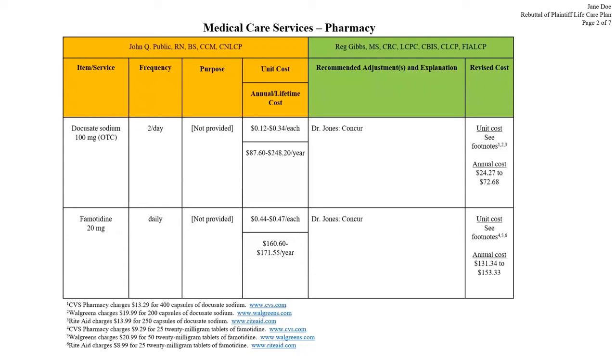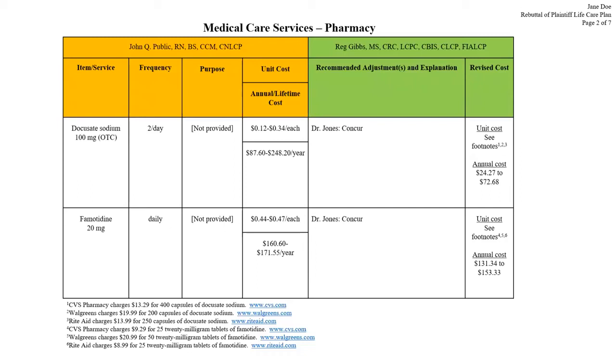So we actually will include the mistakes they have, and we'll point those out. So looking at this first one, docusate sodium was recommended by the plaintiff life care planner. And of course, they list their unit cost and their frequency. But one of the things they didn't include was a purpose. So we put in brackets, not provided. And as you likely have found out during your time in the training in the program, you have to have a purpose for whatever line item that you include in your life care plan. In this particular case, the doctor concurred with this particular line item.